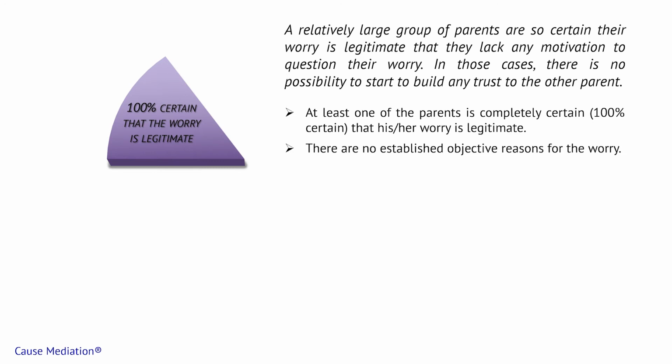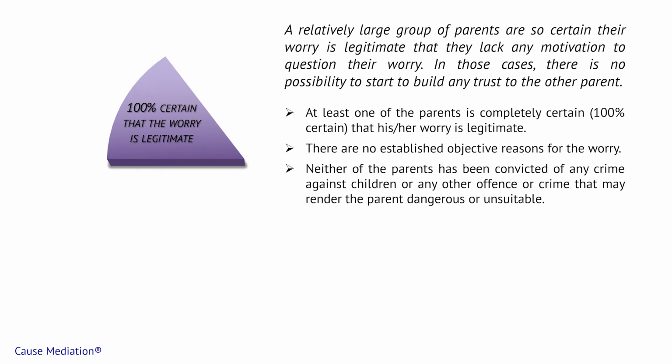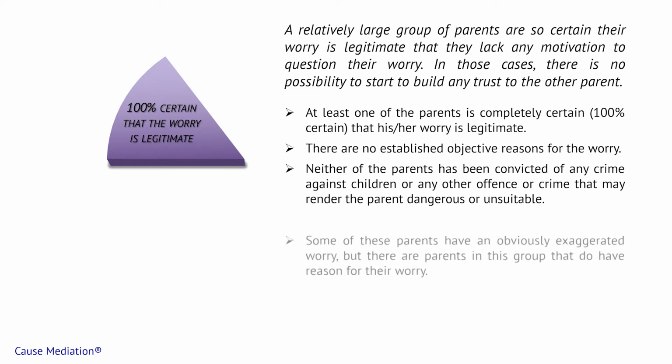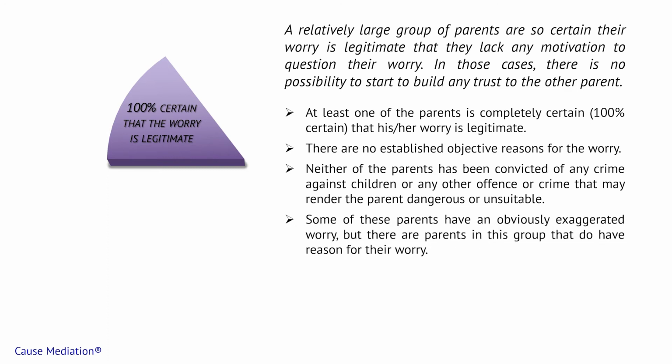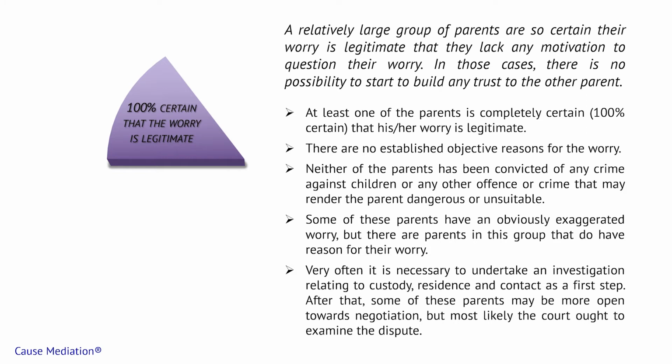There are no established objective reasons for the worry. Neither of the parents has been convicted of any crime against children or any other offense or crime that may render the parent dangerous or unsuitable. Some of these parents have an obviously exaggerated worry, but there are parents in this group that do have reason for the worry. So very often it is necessary to undertake an investigation relating to custody, residence, and contact as a first step. After that, some of these parents may be more open towards negotiation, but most likely the court ought to examine the dispute.